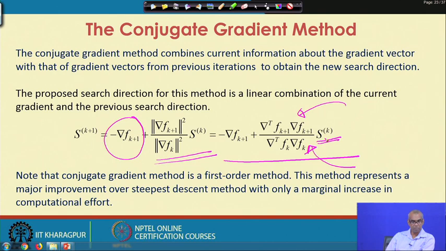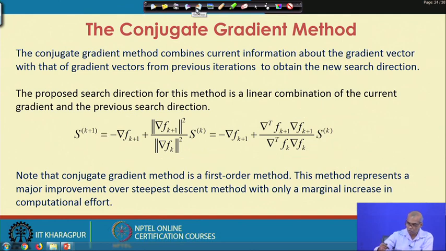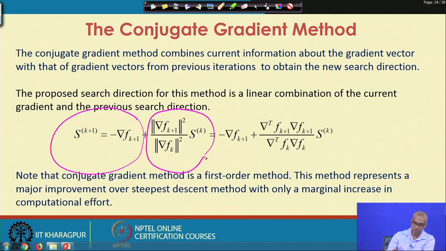So, in case of the conjugate gradient method, the current search direction is always a linear combination of the current gradient and the previous search direction. The difference with the steepest descent method is that in steepest descent, the search direction is the negative of the current gradient direction, but we add this information from the previous step in case of the conjugate gradient method.